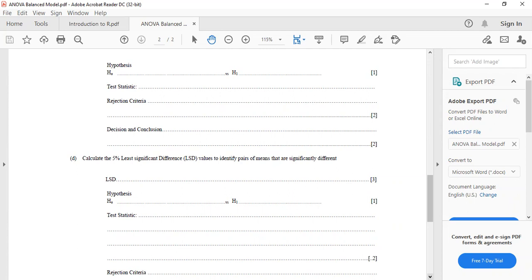Okay, can you write this one? H naught: mu I is equal to mu J. And then H1, we are saying mu I is not equal to mu J, where I is not equal to J. H naught: mu I is equal to mu J. Alternative: mu I is not equal to mu J, for I not equal to J.